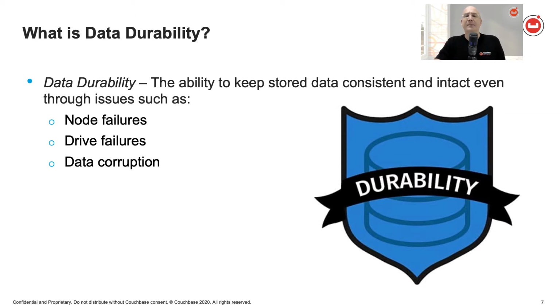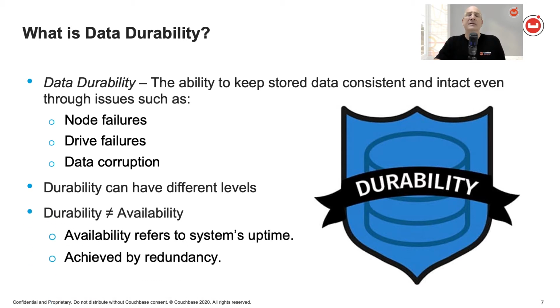What is durability? It is the ability to keep stored data consistent and intact even through issues such as node failures, drive failures, or data corruption. Durability can have different levels. The level of durability will determine the level of protection against abnormal events. Durability is not availability. Availability refers to systems uptime and is achieved by redundancy or replication. Your system can be available and you still might end up losing data.